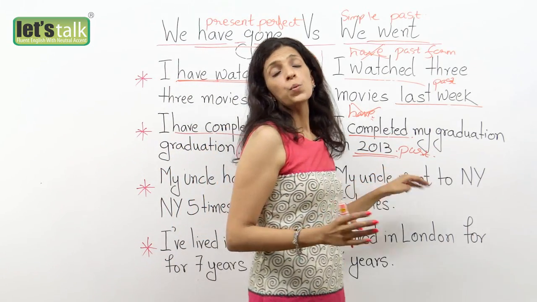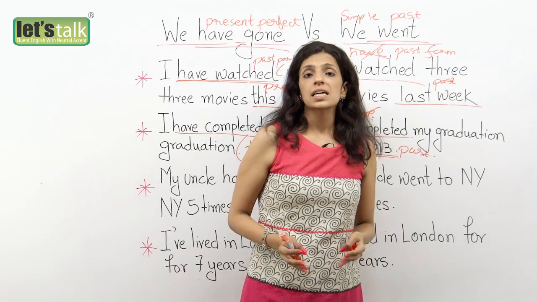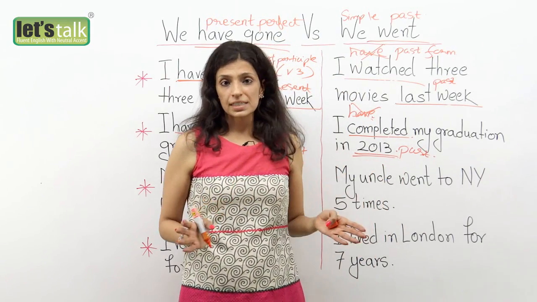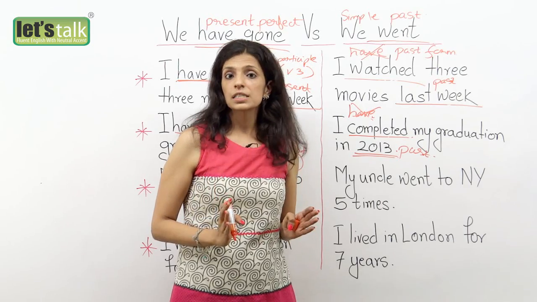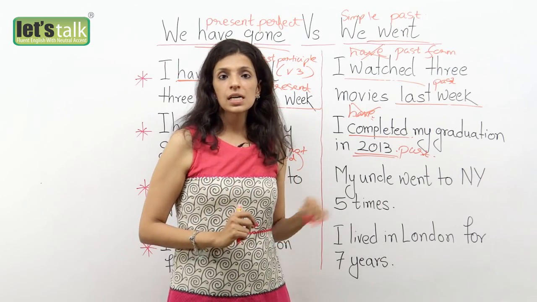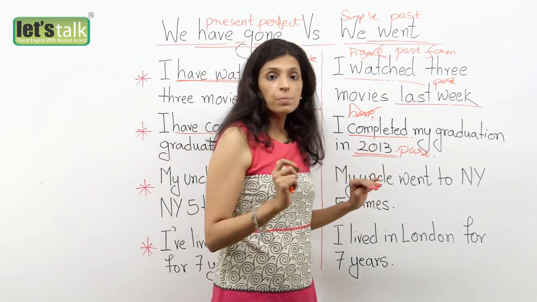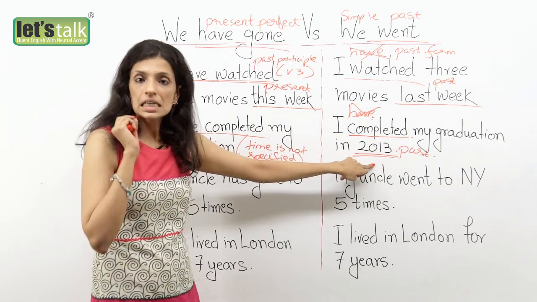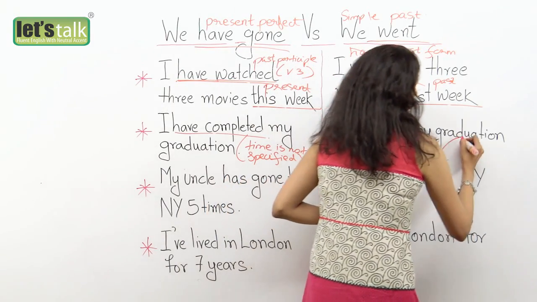Likewise, if I want to tell you when I visited the mall, I would say I visited the new mall day before yesterday. Day before yesterday is the past, so I'll use the past form of the verb. I visited the mall day before yesterday. So remember, here we are not specifying the time. Here it is very clearly specified.